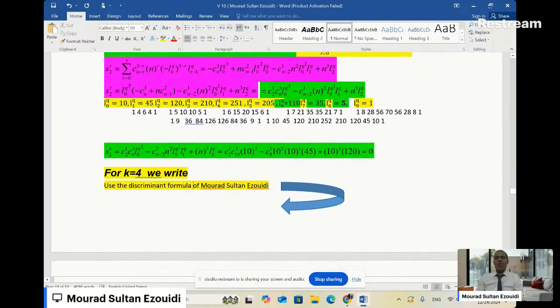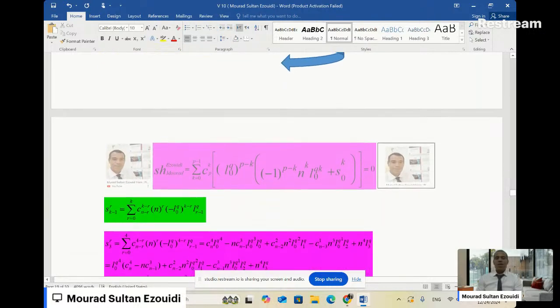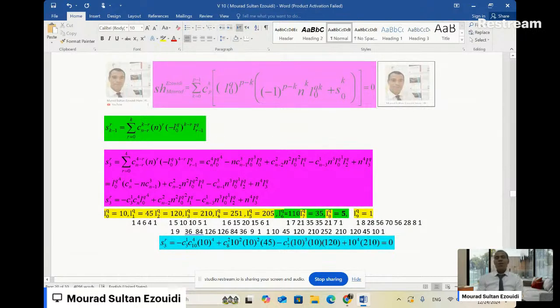We continue to find S3. Just put k equal to 4 in the discriminant formula of Mourad Ezouidi, then make your own expansion and your own calculation, simplify where possible, and write S3 in its simplest form. This formula is applicable for any index, even S2, even S1, even S minus 1. Okay, so even S subscript k minus 1 for the r. So now, my kids, we will just replace.